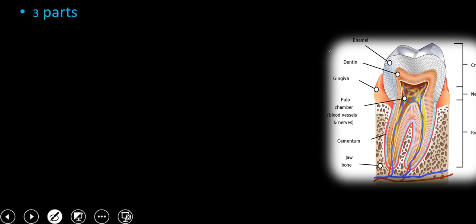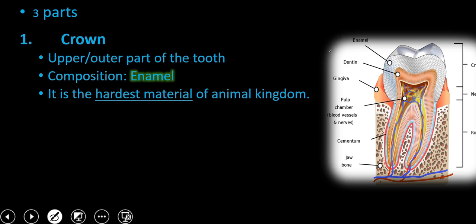Now each tooth is divided into three parts. The upper part, which is present outside the gums region, is called the crown region. So this is the crown part, which particularly has enamel. The covering is called enamel. It is the hardest material of the animal kingdom. Enamel is the hardest material of the animal kingdom.